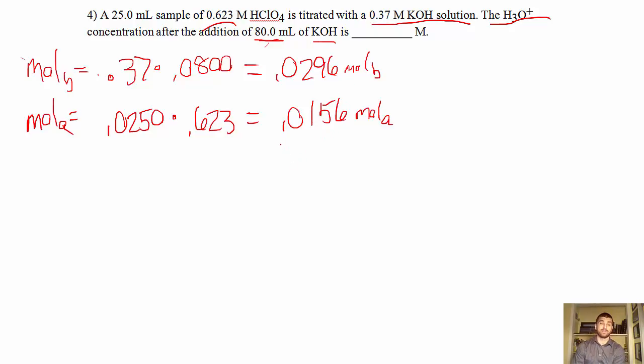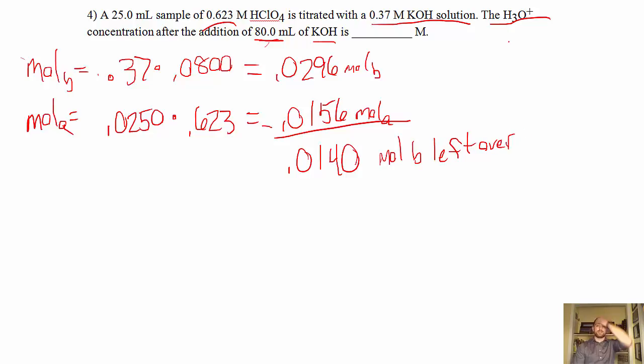So let me see how much base I'm left over with, because these things are going to neutralize each other, and I'm going to be left with extra base. So I'm going to do a subtraction right here to figure out how much OH minus I'm going to get. I've got 0.0140 moles of base left, right? All right, well, it wants to know the H3O plus concentration, and I just found the OH minus concentration.